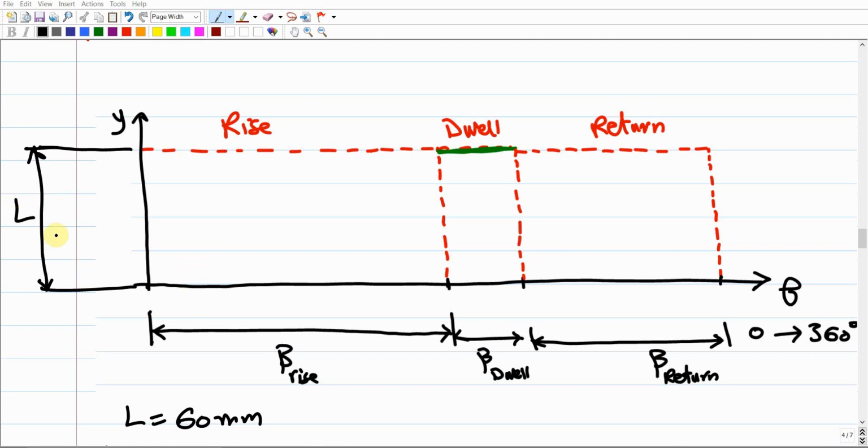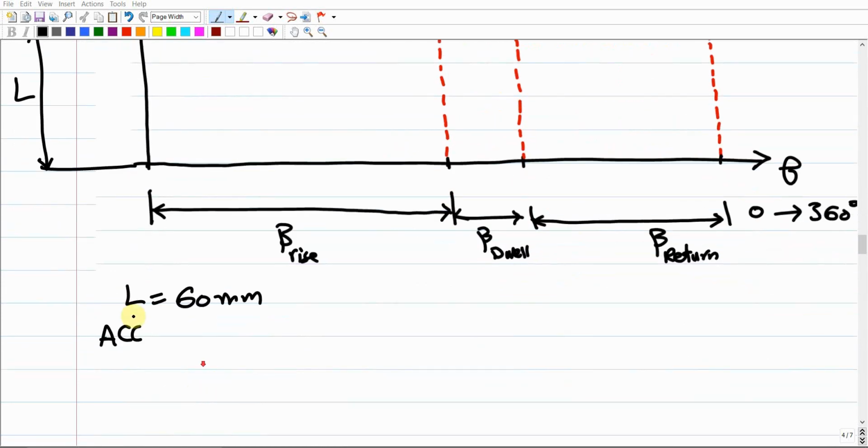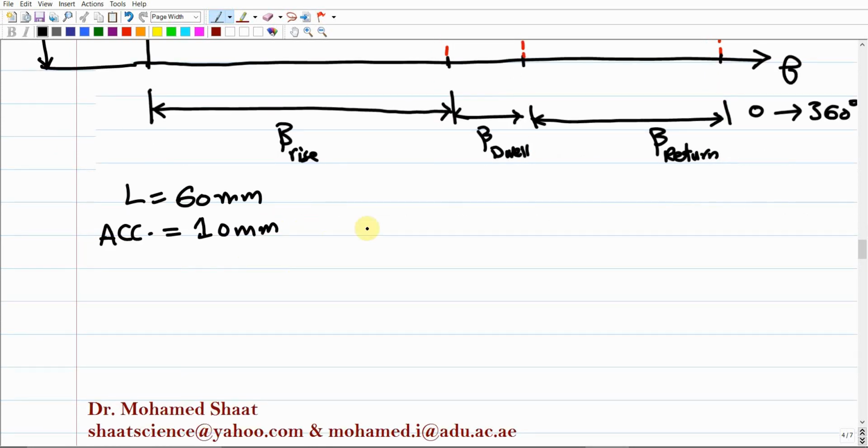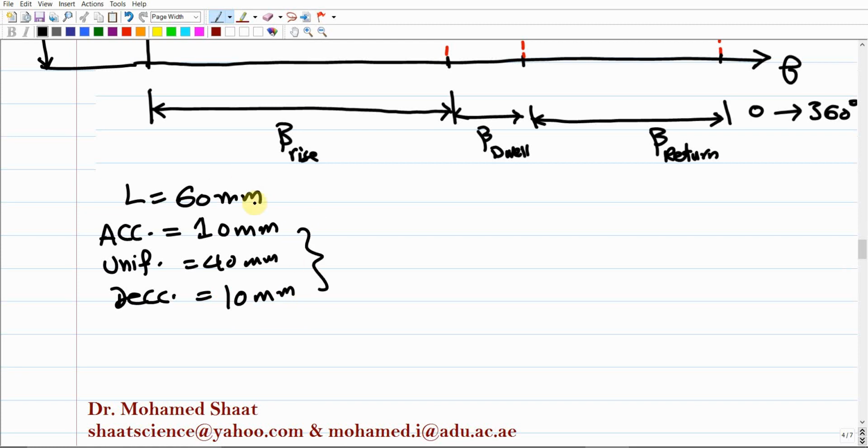So now let us assume that the total lift is already given as 60 millimeter, and the acceleration period is given in terms of the displacement of the follower, let's say 10 millimeter out of the 60 as accelerating period. Then the uniform period is 40 millimeter, and the decelerating period is just 10 millimeter as well on the other side. So this sum should equal the total lift.